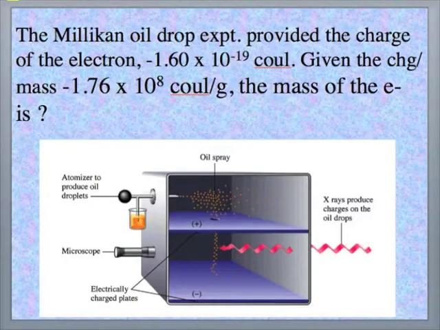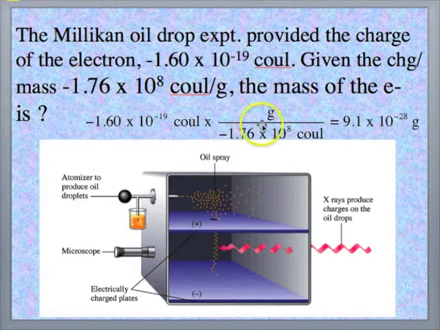So if the oil drop experiment gave the charge of the electron as minus 1.6 times 10 to the minus 19, and Thomson's experiment gave the charge to mass ratio of the electron as minus 1.76 times 10 to the 8 coulombs per gram, how can you use these numbers to calculate the mass in grams of the electron? How many grams does one electron weigh? Pause your playback and do the problem. See if you can get this. Then come back and I'll show you.